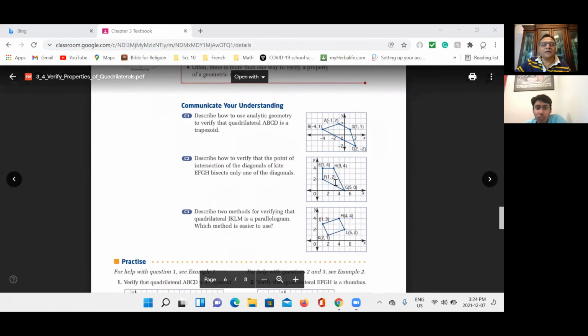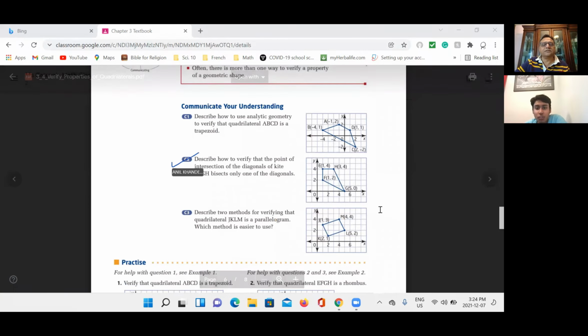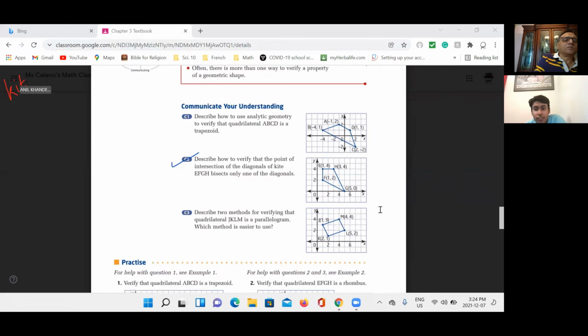Okay, now communication. Stop, stop, stop. This is a very interesting question here. Can you read C2? So describe how to verify the point of intersection of diagonals of a kite EFGH bisect only one of the diagonals. Tell me how this shape given to you is a kite. So in case of a kite, how will you prove that this is a kite? Tell me. Wait, sir, how is a drawing of a kite supposed to be? Okay, let me just show you a drawing. I'll make it like this, right?